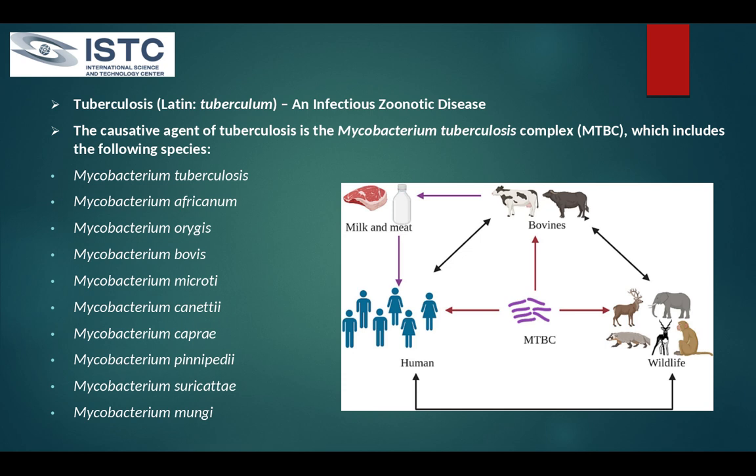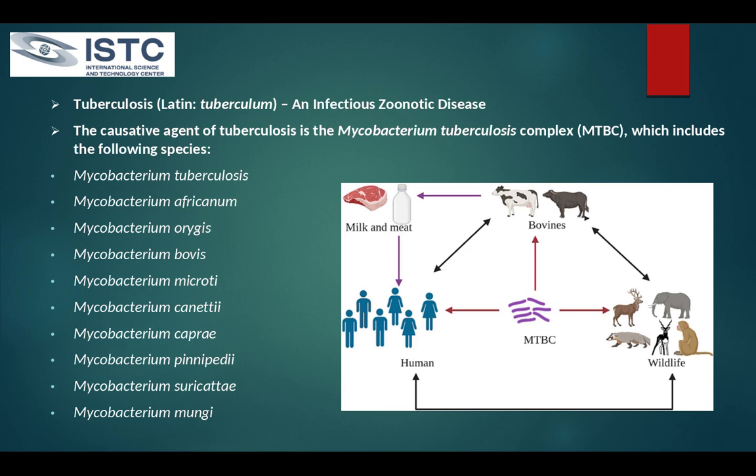Agricultural animals, particularly cattle, play a significant role in human infection, especially in rural areas or among those working in the livestock industry, as humans can be infected through close contact with infected animals or by consuming contaminated animal products, such as milk, cheese, or meat.